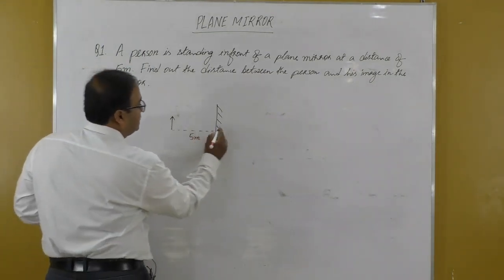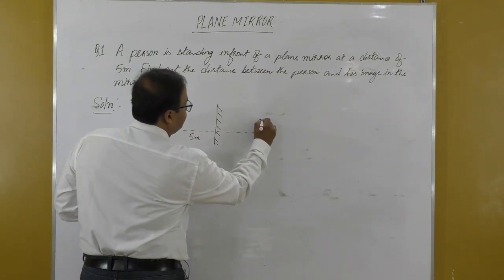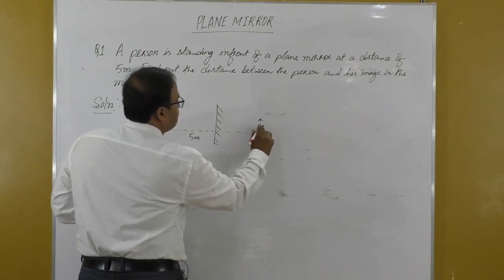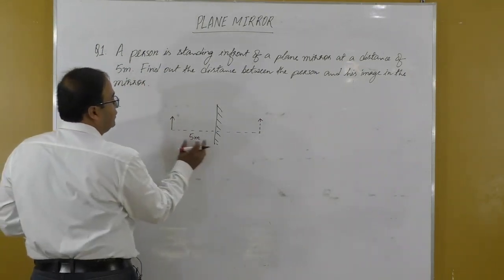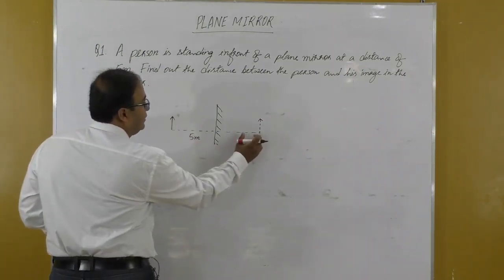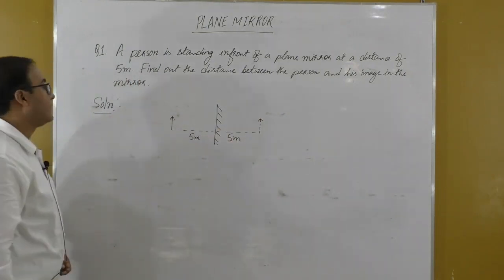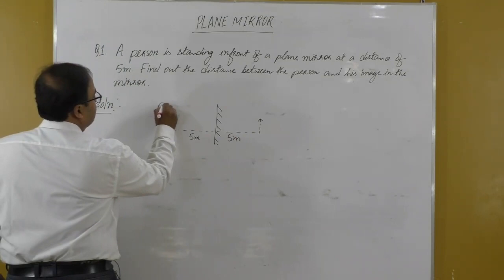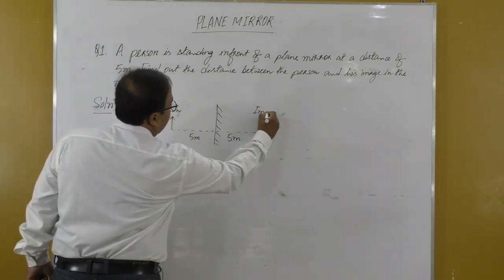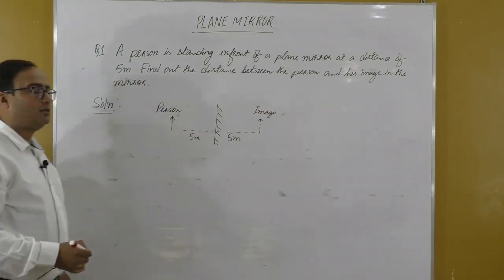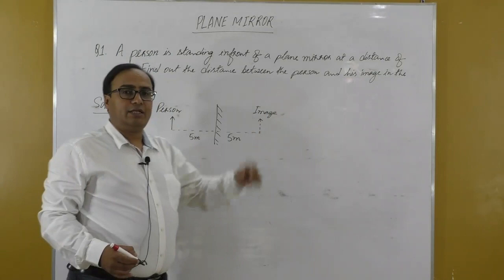The object distance is always equal to the image distance. Object distance is equal to the image distance. So the distance of the person from the mirror is equal to the distance of the image from the mirror, that is 5 meters. Okay. So this is the person and this is the image of the person. So find out the distance between the person and the image.